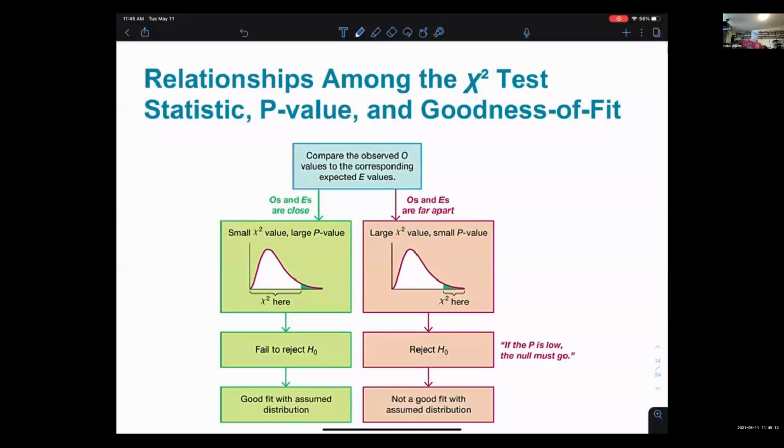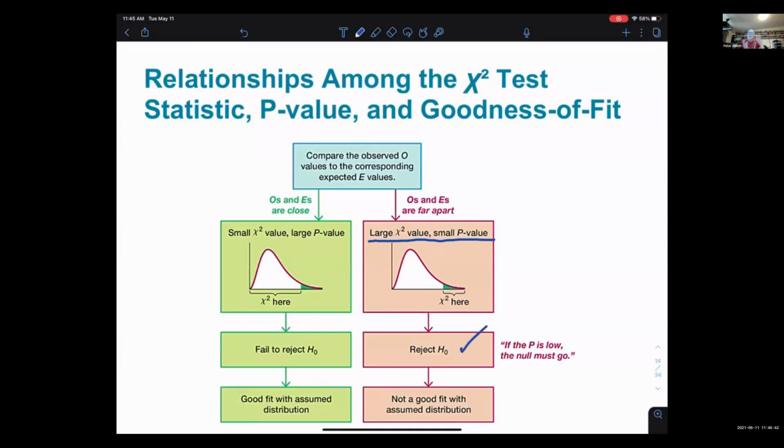And as they point out in the comparison, large chi-squared values mean a small p-value. The greater it is away from what you expected, the less likely that that happened by chance. So as the chi-squared score gets larger, the p-value gets smaller. And if it gets low enough to go below the significance level, we reject the null. If the p is low, the null must go.